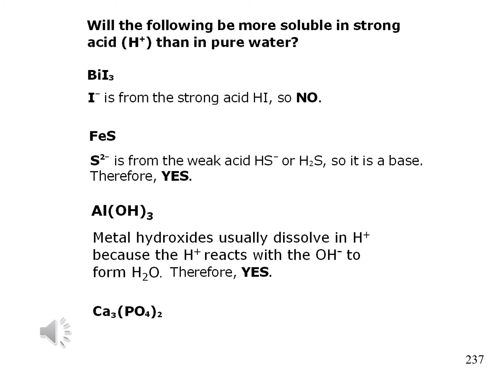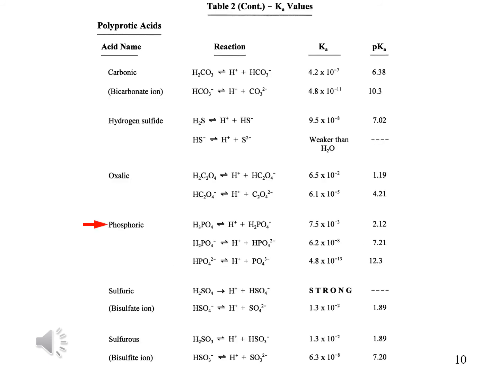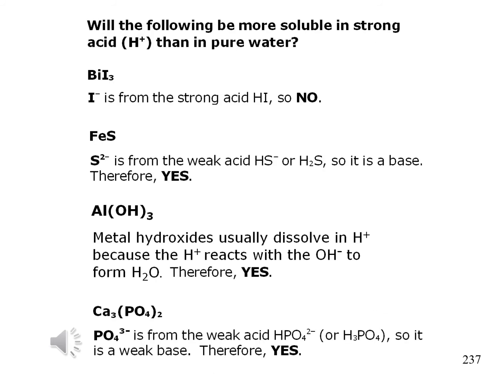For calcium phosphate, we need to look at the PO4 3- ion. Since phosphate is on the right of the arrows in the third step of phosphoric acid, that means that it is a weak base. And so calcium phosphate will be more soluble in a strong acid.